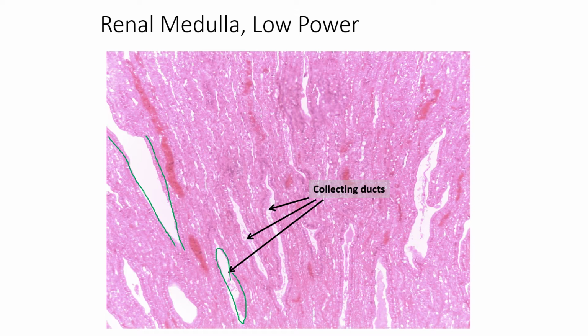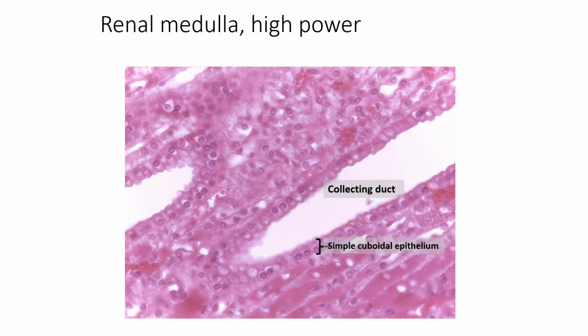So let's look at higher power. We come in closer. Again, here is the collecting duct. And you can see the lumen. And look at how the wall of the collecting duct is made of simple cuboidal epithelium. These little square cells, they look to me like little marshmallows, right, lining the sides of the collecting duct.